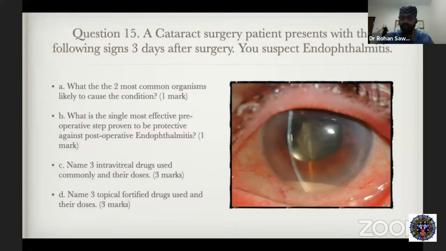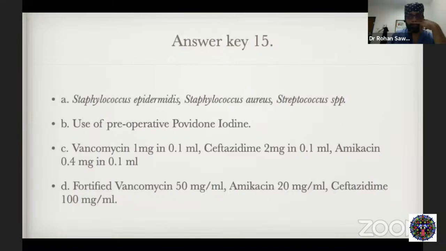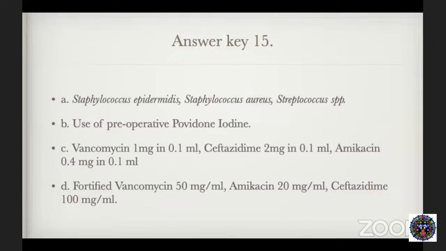In the next question, there are 3 topical fortified drugs used and their doses. Tobramycin 1.3%. Vancomycin 5%. Cefazolin 5%. These are the keys to this answer. Right, happy? If you're happy, we can go to the next one.